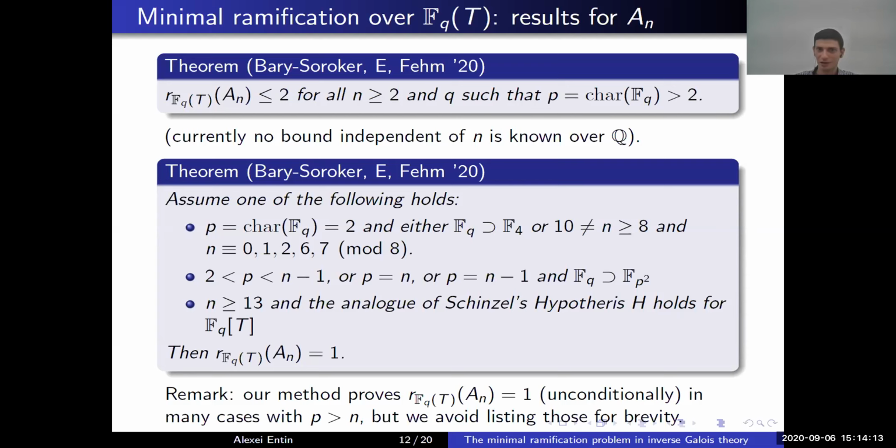And I should remark that, in fact, the method gives many other unconditional cases, but the conditions on P and n are a bit complicated to state, so I will omit them. So the results for An are weaker than the results for Sn at the moment, but as you can see, quite close to the full conjecture as well. Okay.